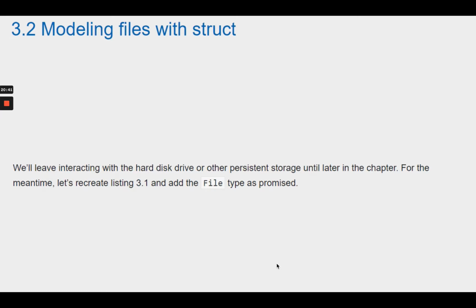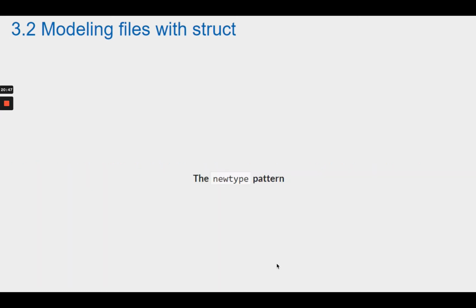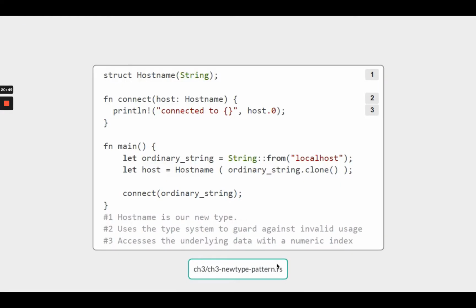For the meantime, let's recreate Listing 3.1 and add the File type as promised. The newtype pattern. Sometimes the type keyword is all that you need. But what about when you need the compiler to treat your new type as a fully fledged distinct type, rather than just an alias? Enter newtype.